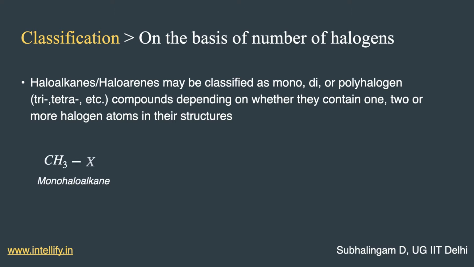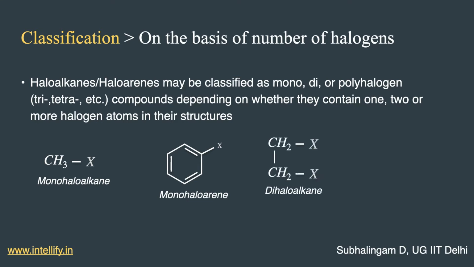So this is an example of a monohaloalkane. This is a monohaloarene. Now we add two halogen atoms to an alkane and we get a dihaloalkane, and similarly a trihaloalkane. We can construct or draw dihaloarenes and trihaloarenes and so on. But let's move on for now.